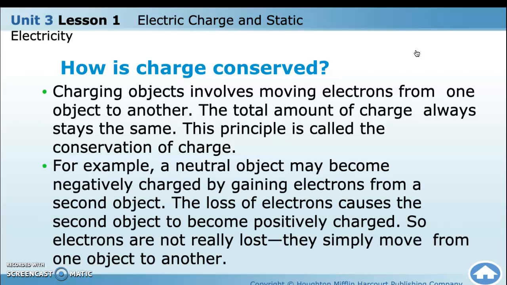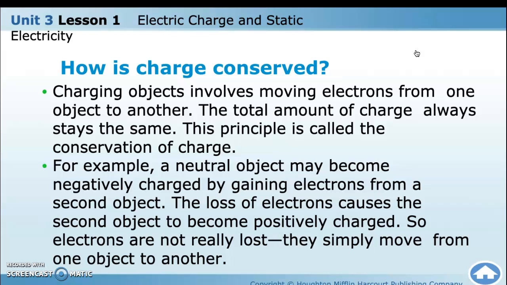And they give you another example. A neutral object may become negatively charged by gaining electrons from the second object. The loss of electrons causes the second object to become slightly more positively charged. So the electrons are not really lost, they simply move from one object to another.